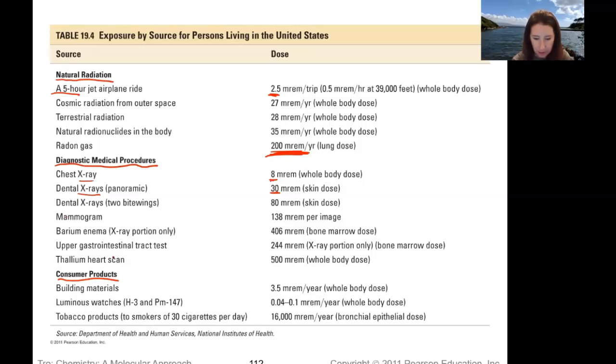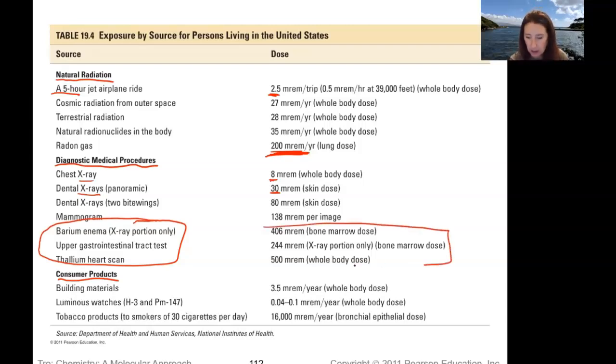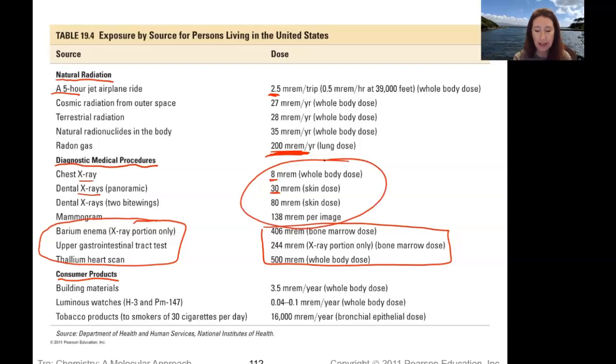Let's see here. Here are the ones we're going to talk about. This is when they actually inject tracers into the body. And so you can see there's a pretty big difference here when they start injecting actual radionuclides into a body versus just the background. This is more of the x-rays. Mammograms are sort of in the middle, but they're still x-rays. And then consumer products.